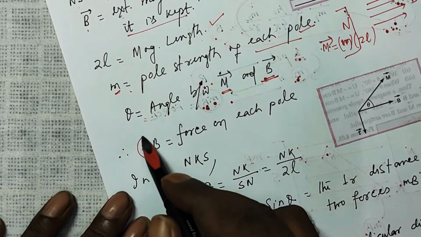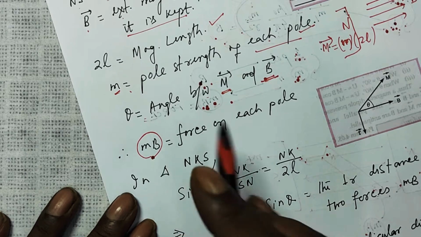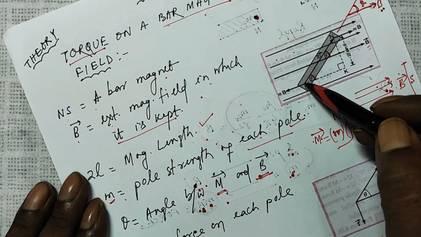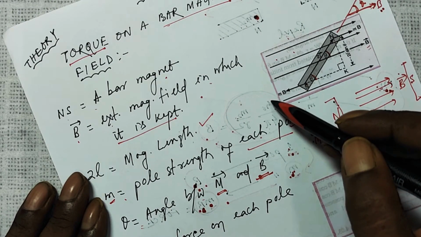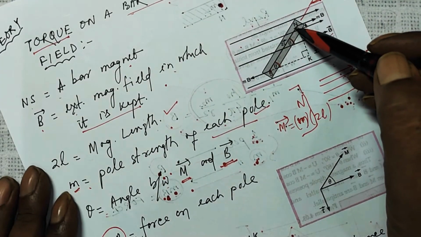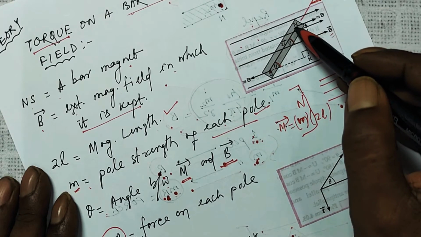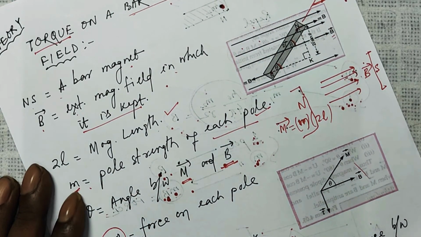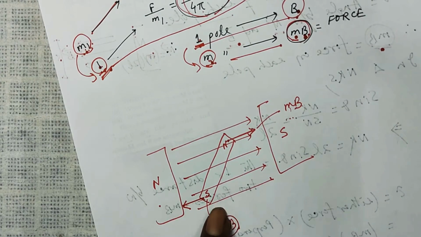So this is what I just explained. Each pole, this pole having pole strength m, will experience a force to this side equal to mB. This pole having pole strength small m will experience a force to this side, mB. That is what I explained here.